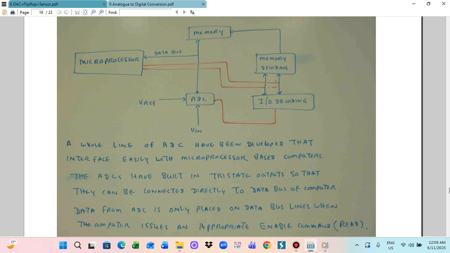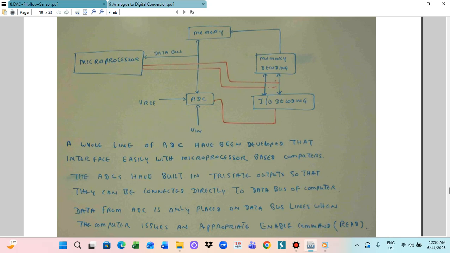The decoding circuits are connected to the two bus bars, which are connected to the microprocessor. We connect the microprocessor to the data bus bar, and this memory decoding is connected to the data bus bar. The microprocessor, memory, input-output decoding, and the ADCs form the assembly circuit. The whole line of ADCs interfaces easily with the microprocessor and the computer.